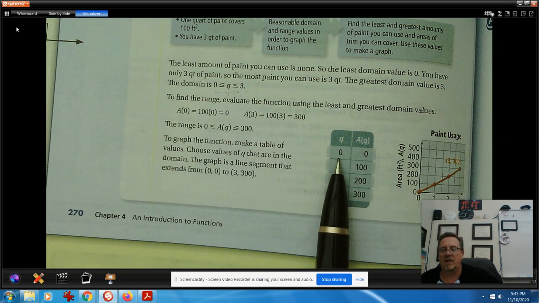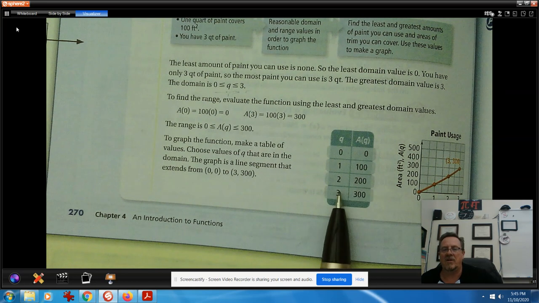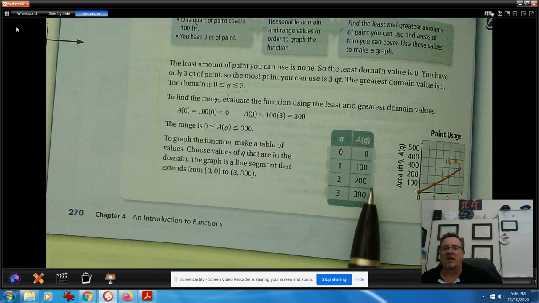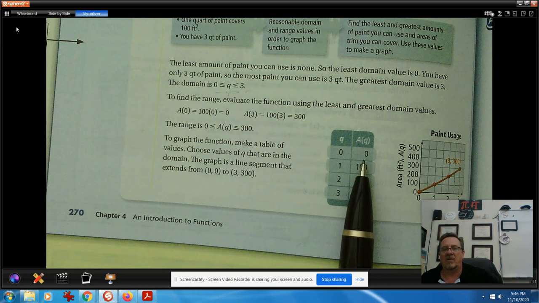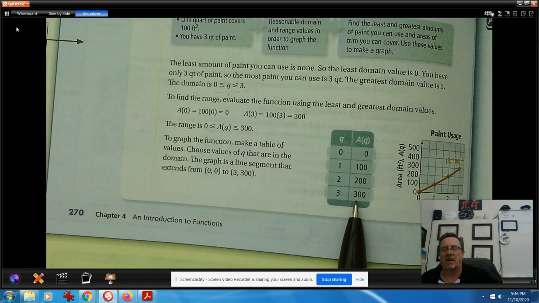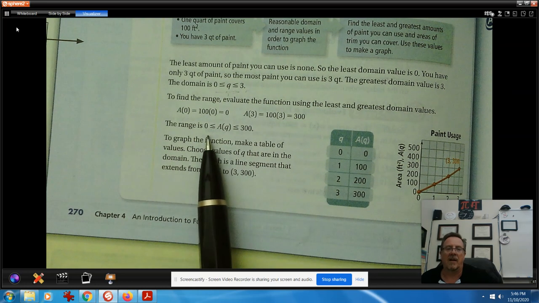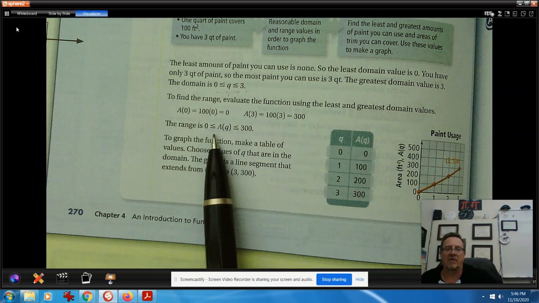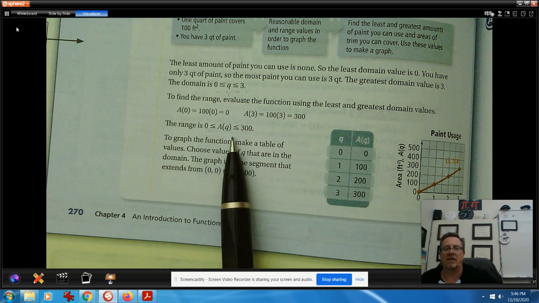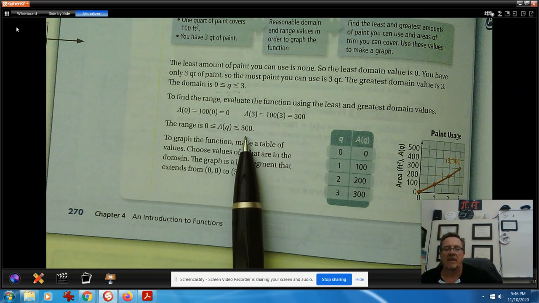So 0 times 100 gives me 0. 1 times 100 gives me 100. 2 times 100 gives me 200. 3 times 100 gives me 300. Therefore, my output values, or my range, goes from 0 to 300, okay? 0 is a minimum and 300 is a maximum, and I could write that over here as 0 is less than or equal to A of Q, which is less than or equal to 300. All right?